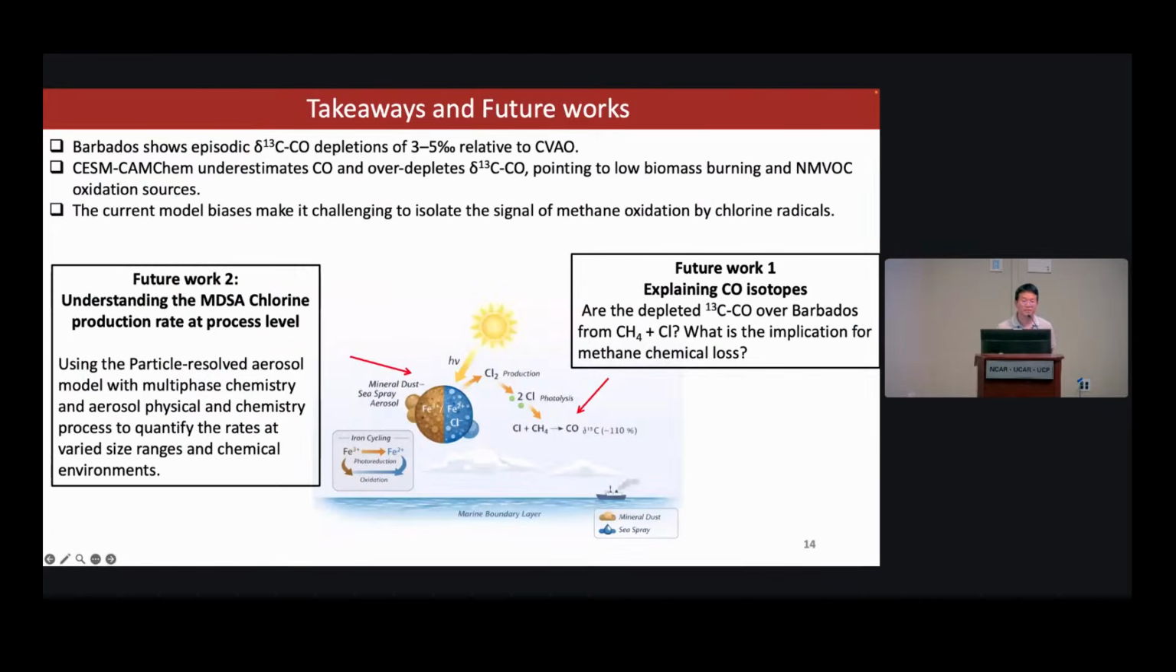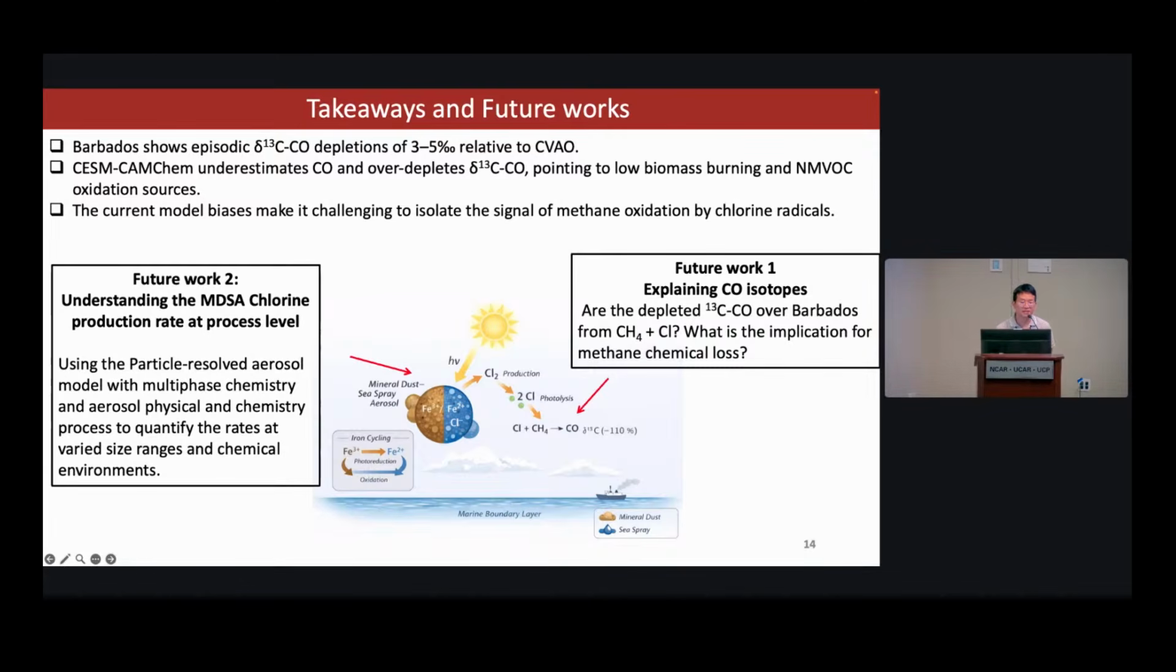So with that, I want to summarize that at Barbados, from the observations, we can see there are some episodic depleted CO signals, and also depletion of around 3 to 5 per mil relative to the other North Atlantic sites. The current CESM model underestimates CO and is also over-depleted in carbon-13. And our current inverse model suggests that there is lower biomass burning and non-methane oxidation source.